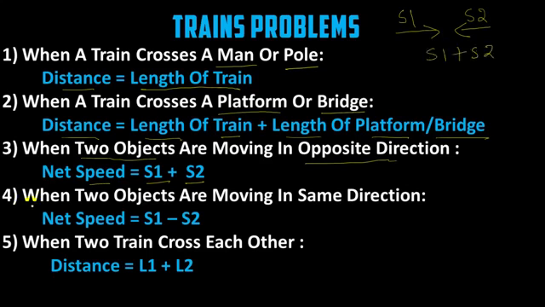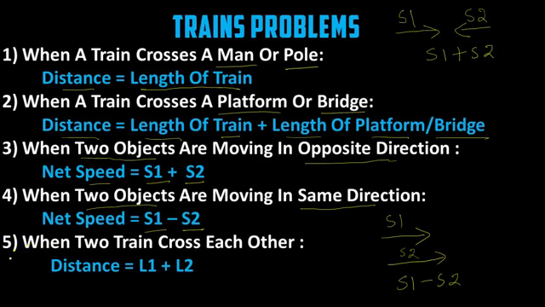Now fourth point is when two objects are moving in same direction, then their net speed will be s1 minus s2. Now in this case, let's say a boy is moving towards right with the speed s1 and other boy is also moving towards right with the speed s2, then their net speed will be s1 minus s2.